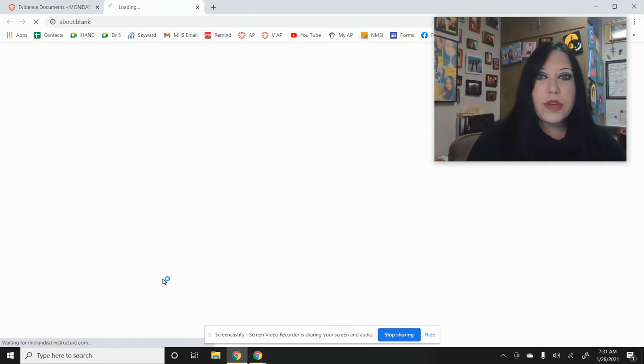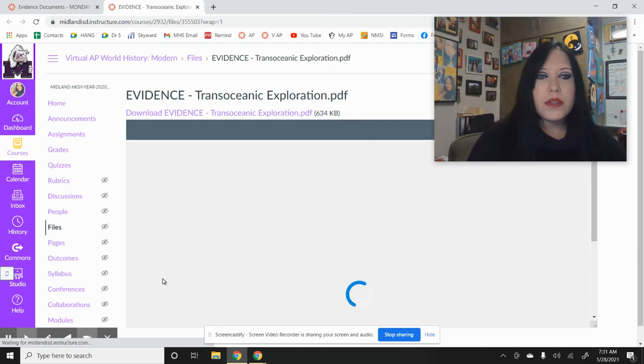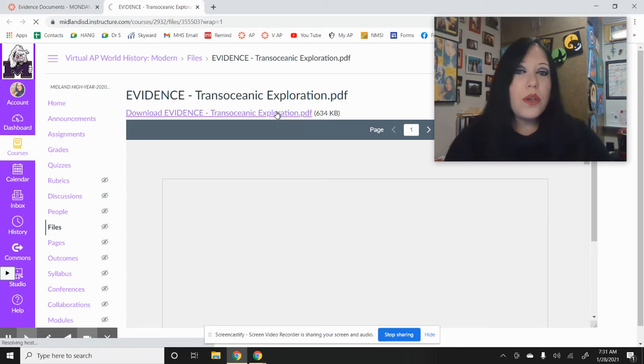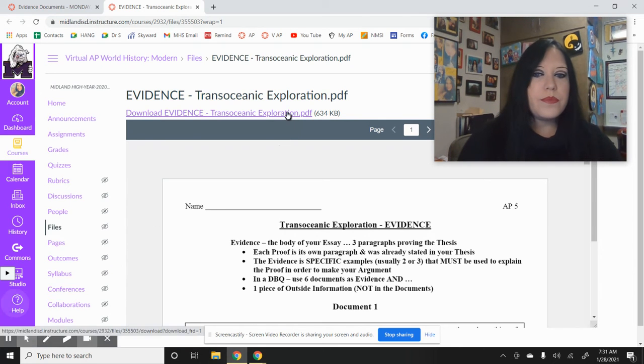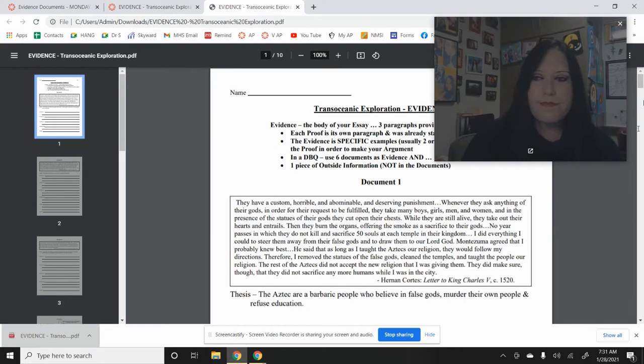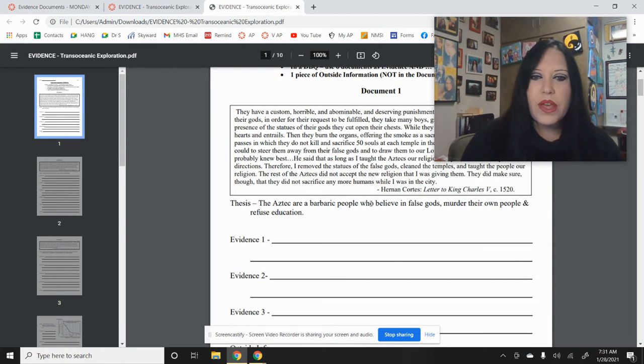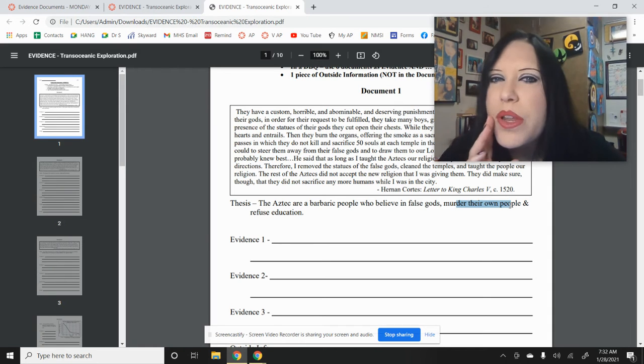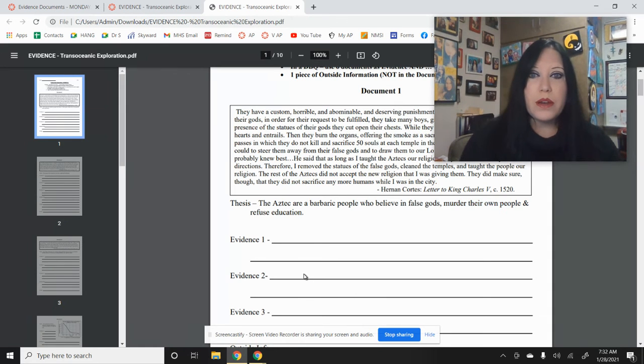And really, all you're doing is looking at the document, and then going in and saying, okay, what proves that there are false gods in here? And then you just write down that little phrase. What proves that they murder their own people, even though we know that they really didn't? And then you put it right here.